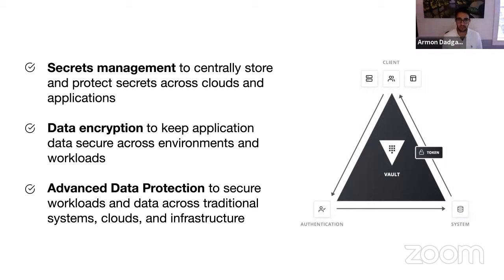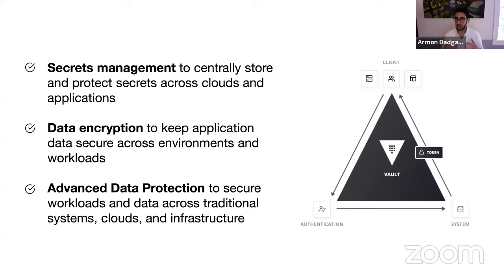The first is secret management, which is how do we actually store secrets? How do we distribute them to our applications? How do we rotate them? We'll talk a little bit more about what that looks like in a second. The second is data encryption or data protection.